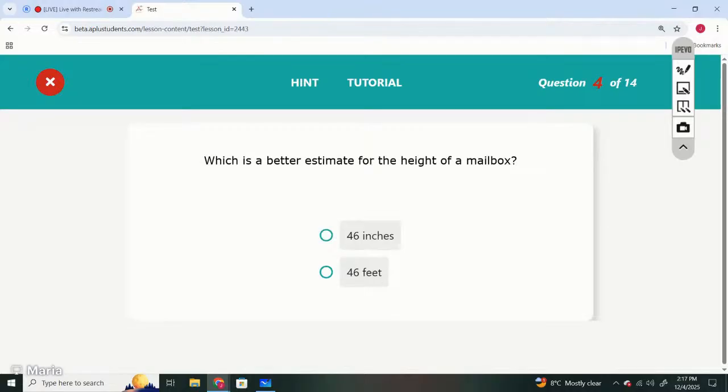Which is the better estimate for the height of a mailbox? The height of the mailbox would be 46 inches.